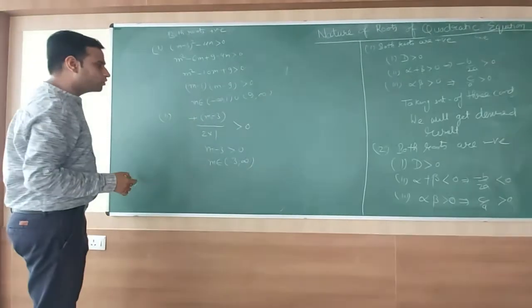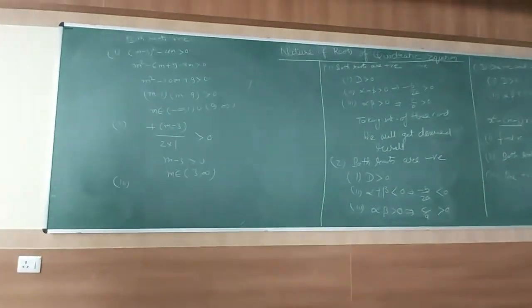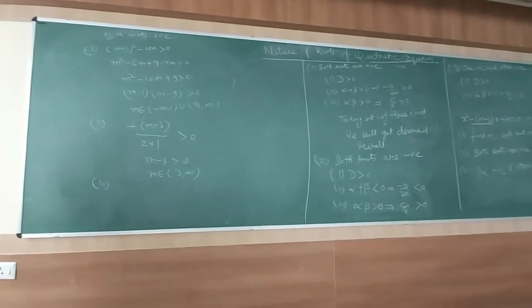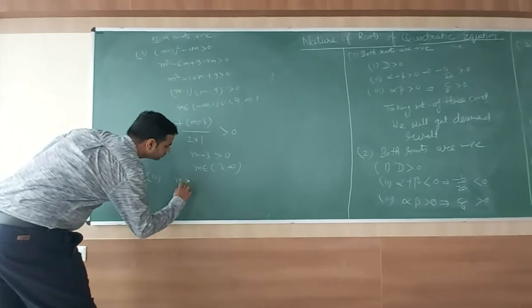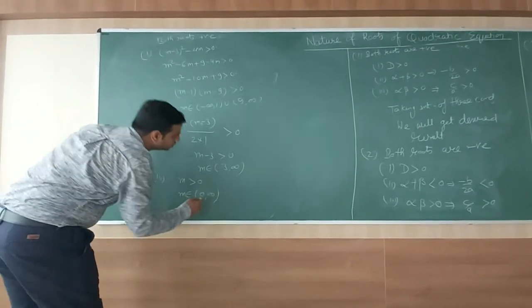Now for the third point. The third point is alpha beta, the product of roots, c by a. c is m and a is 1, so m is greater than 0. m belongs to 0 to infinity.